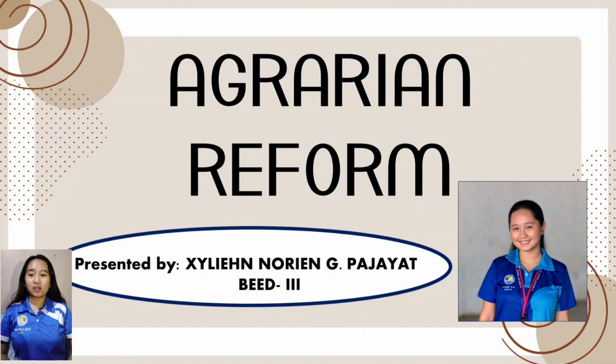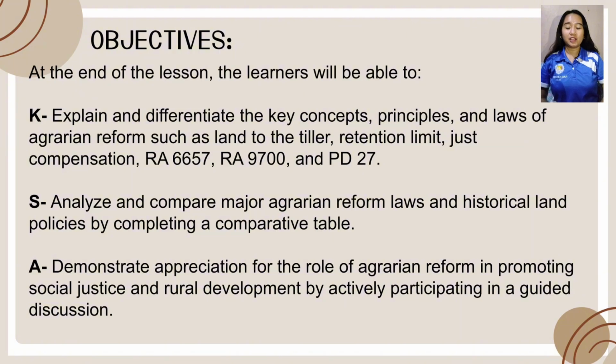The agrarian reform is a government program that aims to improve the lives of farmers by giving them ownership of the land they cultivate. For many years, farmers in the Philippines worked on lands owned by wealthy landowners, and they paid rent and had little security. This system caused poverty and inequality in rural areas. Because of this, the government created agrarian reform to promote social justice, economic development, and also fair distribution of land. So here are the learning objectives.